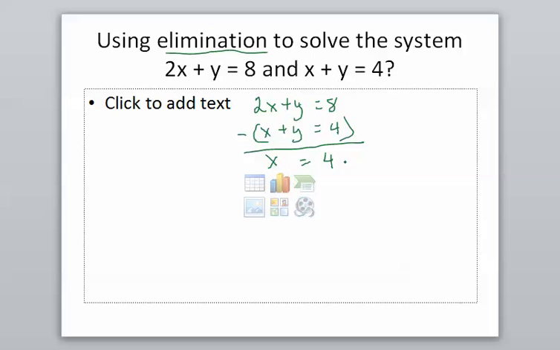Now if I stick that value back in up here into this equation, x plus y equals 4. Well, 4 plus y equals 4. Subtracting 4 from both sides, y equals 0. My point that I get doing this is at 4, 0. Okay? I want to check that in the other equation over here. 2 times 4 is 8, plus 0 is 8. So it still turns out to be an 8. So yeah, it checks in that other equation. That would be my answer.